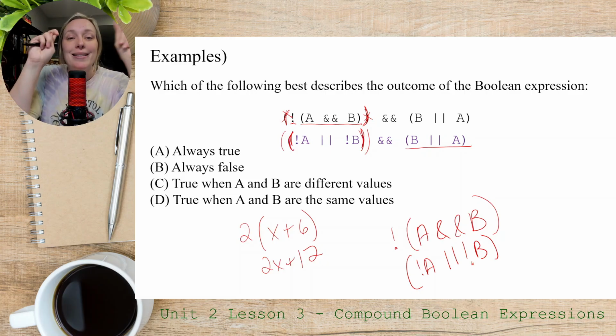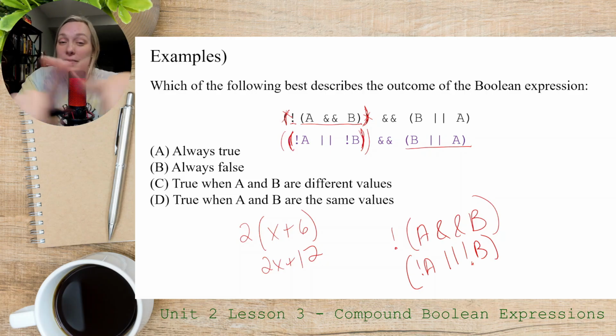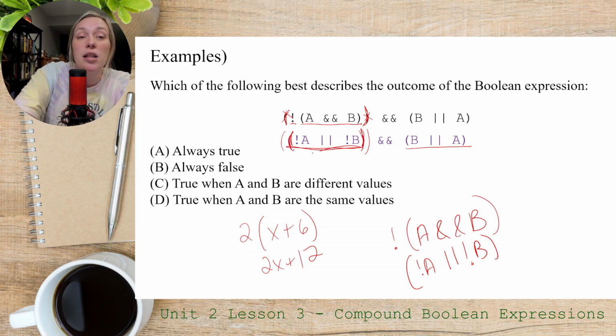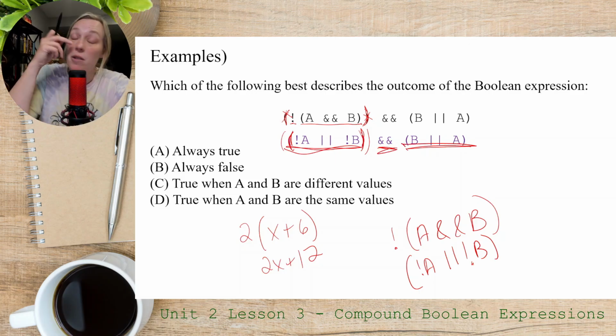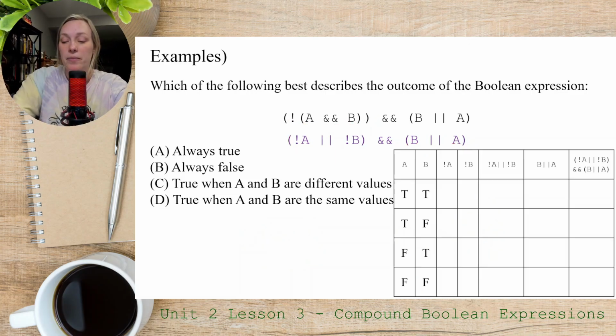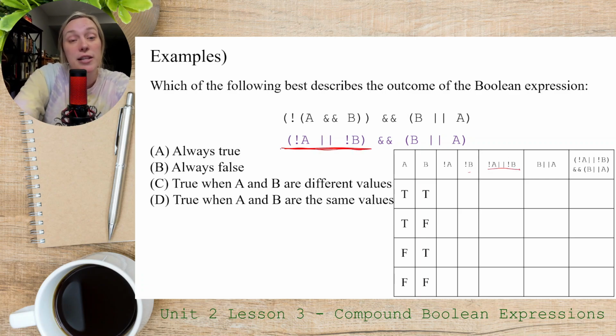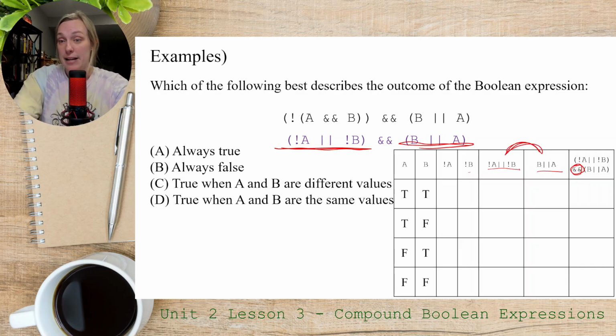Okay, off my soapbox. Anyway, what this means for you in terms of a truth table is that you have to figure out what this column is first, and then this column, and then lastly compare them with the and statement. So here's what I got. I'm going to figure out not A, not B. I'm going to have a column that figures this out, and a column that figures this out. Then my last one, I'm going to compare these two columns with that and.